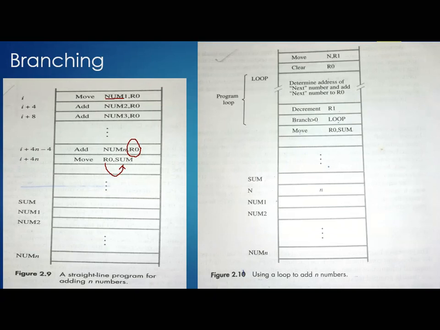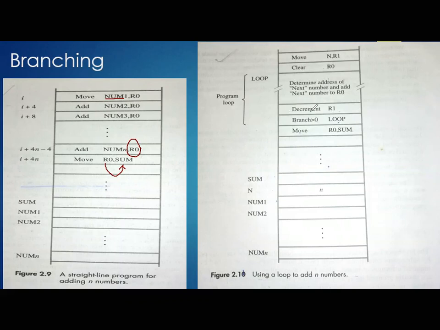Because of that, we are not writing it over here. In the next class I will be discussing the addressing mode topic, and later I will come back to this particular program. For the time being, just consider that in this section a total of 2 to 3 lines will be replaced. So determine address of next number and add next number to R0 is the job of this particular section.